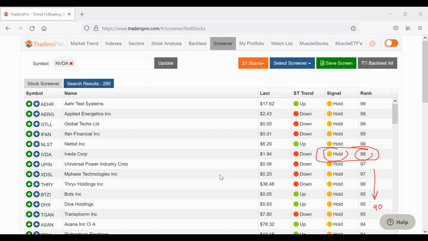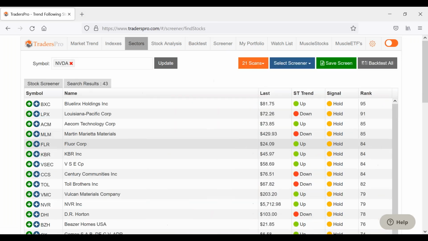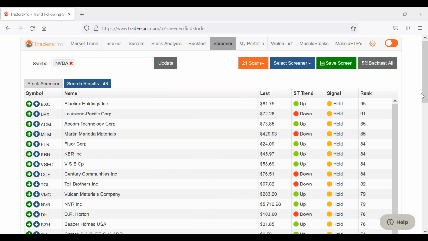If we look at, for instance, construction, that's one that comes to mind. If we go under construction right here and I go under the hold section, you have two stocks that are even in the 90s. The rest of them are down here in the 80s. Does that mean that none of these are good trades? No, it's just that these sectors are historically sometimes without high strength rank stocks. So there is a little bit of a relative nature to this.